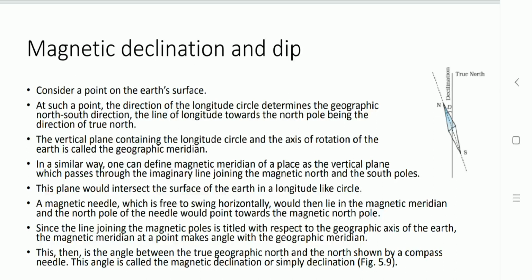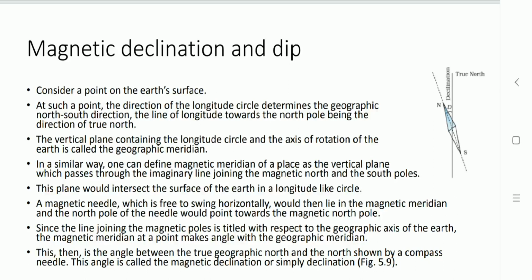What are we saying? What is a geographic meridian? The vertical plane which contains a longitude circle and the axis of rotation of the earth. That is a geographic meridian. Now if we want to focus on a magnetic meridian, what does it define? The vertical plane passing through an imaginary line joining the magnetic north and magnetic south pole. So the plane which intersects the surface of the earth is like a longitude circle.